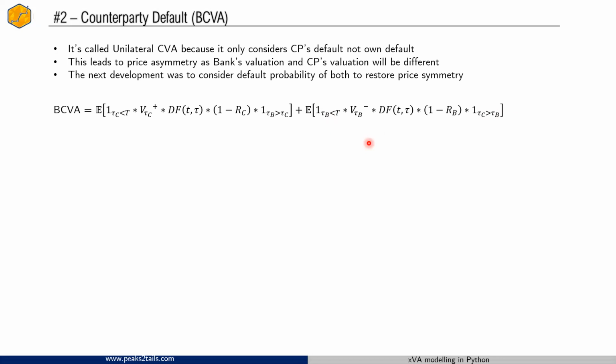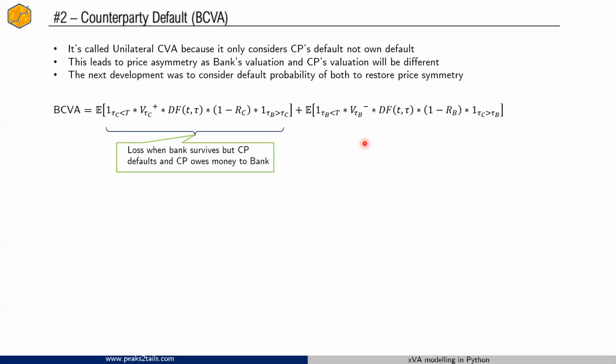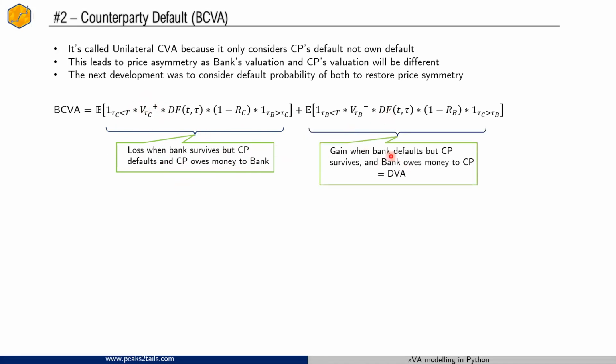So that's bilateral CVA. And the second term is called, who can tell me what the second term is called? DVA. All right. Perfect. So as we mentioned, this is the loss when the bank survives, but the counterparty defaults and the counterparty owes money to the bank. This part is reflected here. It has to be a positive exposure. And the second one is, again, when the bank defaults, but the counterparty survives and the bank owes money to the counterparty. That's the DVA. Together, they are called bilateral CVA.